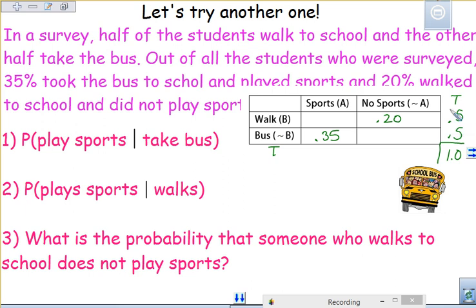So our walkers have to add up to 50%. So if 20% were not in sports, that means we had to have 30% in sports to make our total. And then for bus riders, if 35% were in sports, then 15% were not in sports to make our 50%. And then I can do my sports totals, so that would be 65, and my non-sports totals would be 35. These are the numbers that we're going to need to answer the question.